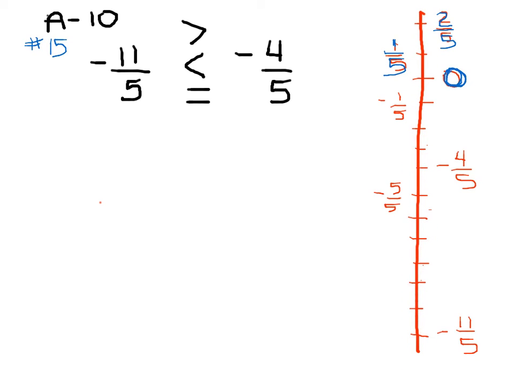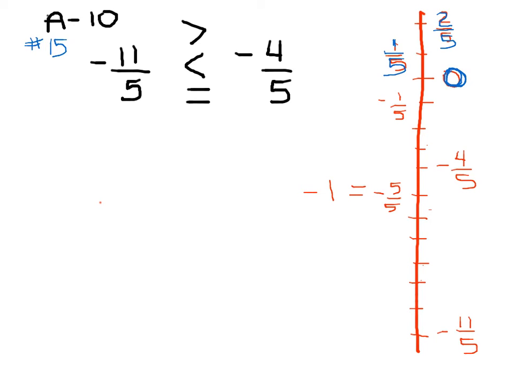There is 0 for me. Anything that I wrote in blue is positive, so it's above the 0. Anything that's negative, I wrote in red, and it's below the 0. In this case, I find negative 4 fifths. Here was 1 fifth, 2 fifths. There's negative 1 fifth, negative 2 fifths, negative 3, negative 4 fifths, negative 5 fifths, which, by the by, is equal to negative 1.